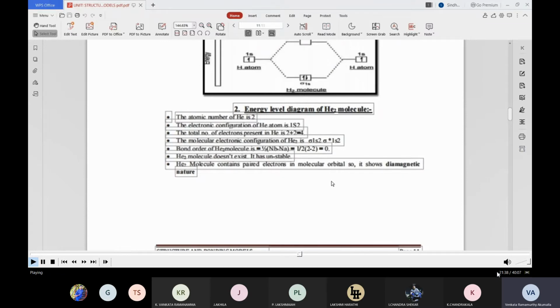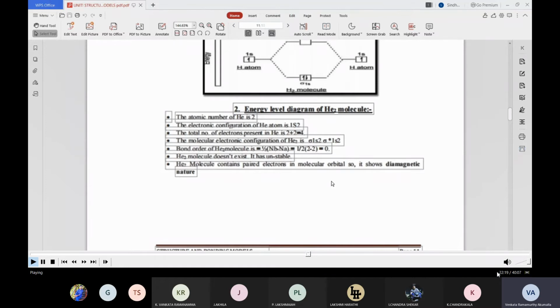So the atomic number of helium is 2, and the electronic configuration of the helium atom is 1s2. The total number of electrons present in the helium molecule is 2 plus 2, equal to 4. The helium atomic number is 2, and the helium molecule, He2, contains 4 electrons.